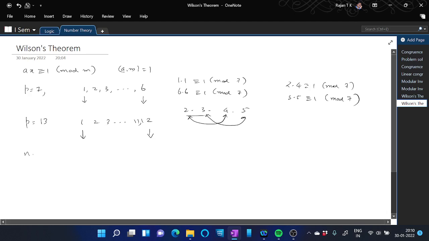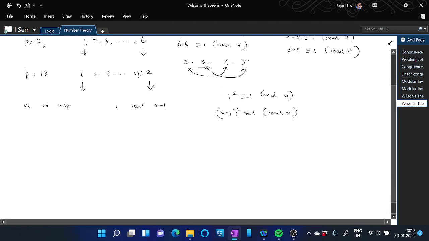Now if n is any integer, you can see that 1 and n minus 1 are self-invertible modulo n because 1 square is congruent to 1 mod n for any integer n, and n minus 1 the whole square is also congruent to 1 mod n.